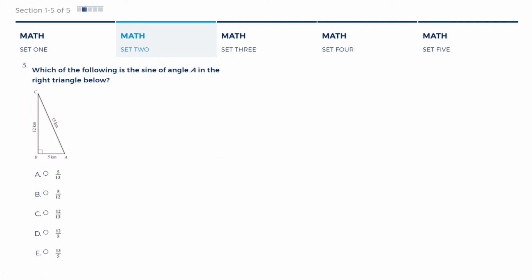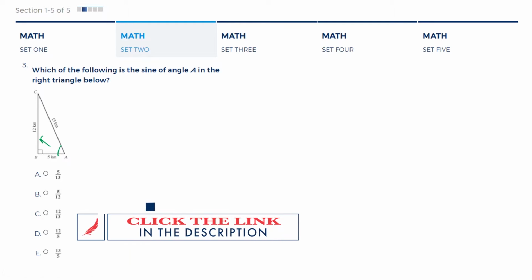Again, I'm trying to do this as fast as I can, guys. Usually the following is the sine of the angle. Sine is opposite over hypotenuse, 12 over 13.